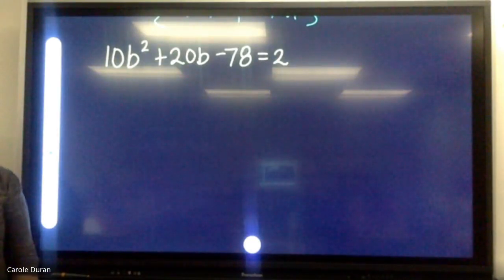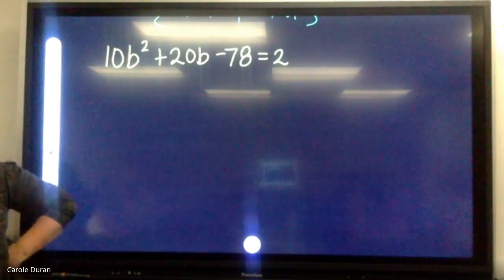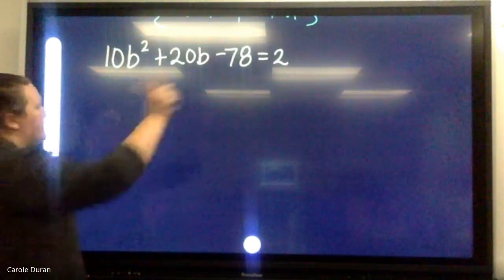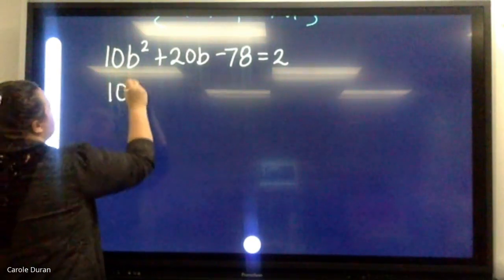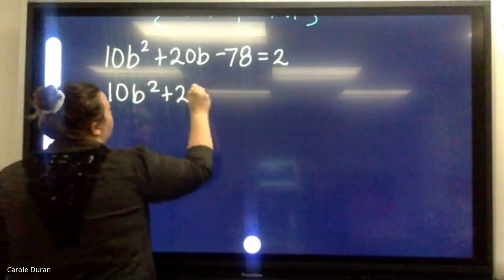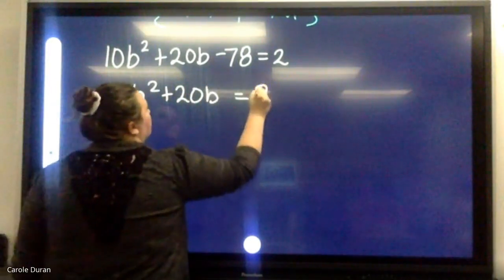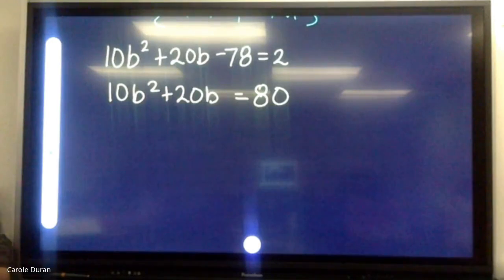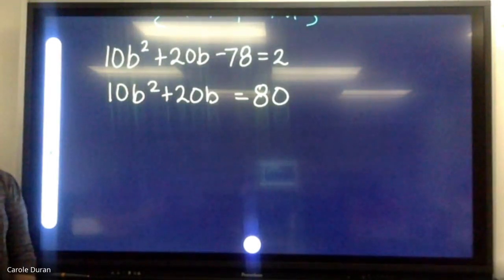Mr. Bailey, what's my first step? Add this to the other side. Absolutely. Add that 78 over, so I only have terms with the variable on the left-hand side. When I do that, I get 10b squared plus 20b equals 80. Then what do I do?